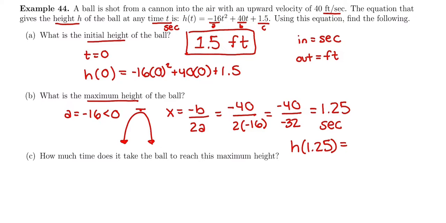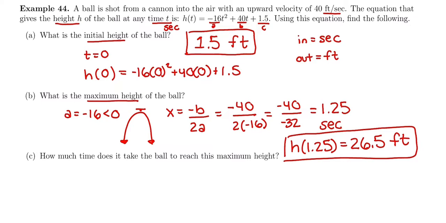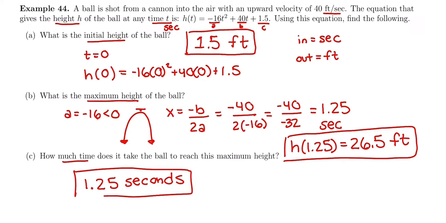My max height for this is going to be 26.5 with the units is feet. So the max height is 26.5 feet. How much time does it take to reach that max height? That's that 1.25 seconds. 1.25 seconds after we launch our ball in the air, it's hit that max height of 26.5 feet.